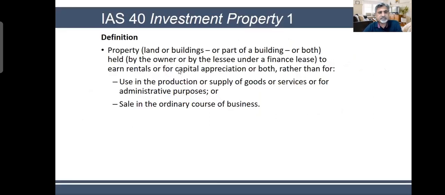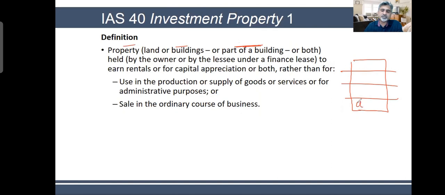So let's quickly see. IAS 40 property is land and building or part of a building. Why do we call it part of a building? It is possible that this is one building with four floors. This floor you use for your own business, this one you are using, this one you are using, and this one you have given out on rent to someone else. So this particular one will be treated under IAS 40, and the others will be under IAS 16. That's why I say it could be a building or part of a building.